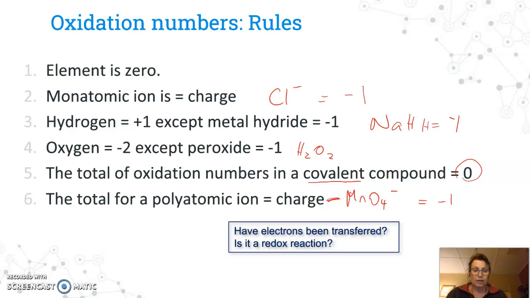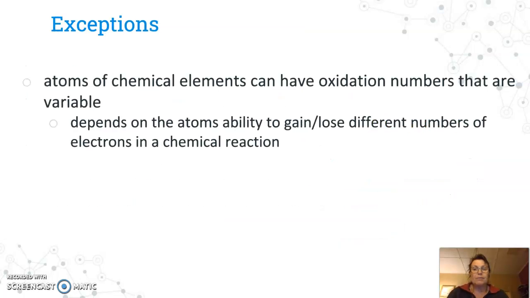Okay, so let's have a look at the next part. Atoms of a chemical element can have an oxidation number that is variable, so there's always an exception to every rule. This depends on the atom's ability to gain or lose different numbers of electrons within a chemical reaction. So let's have a look at some examples.